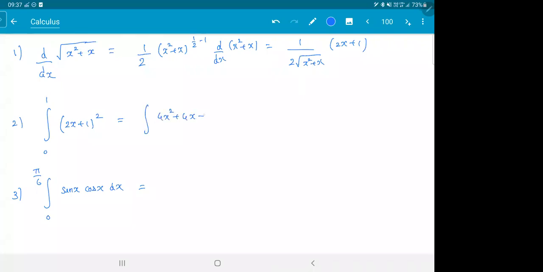This would be integral of 4x plus 1 dx, from 0 to 1. This would be 4x cubed by 3, 4x squared by 2 plus x, from 0 to 1. That's 4 by 3 plus 2 plus 1. 4 by 3 plus 3, 9 plus 4, 13 by 3. Check your answers. How will you do the third one?